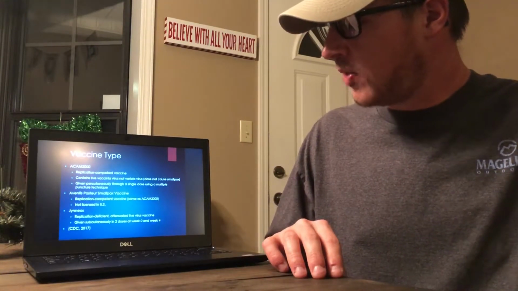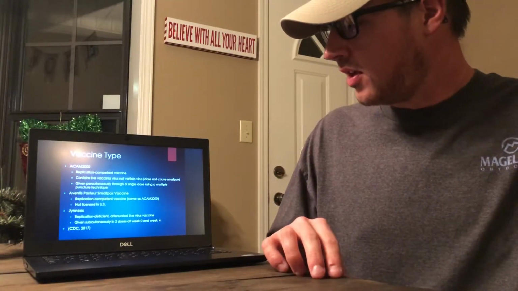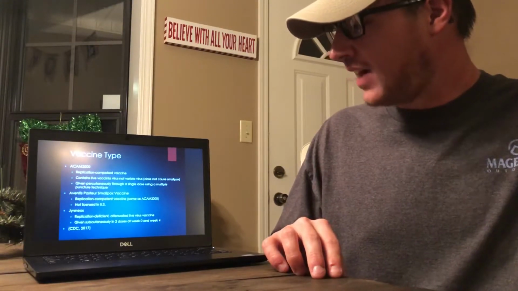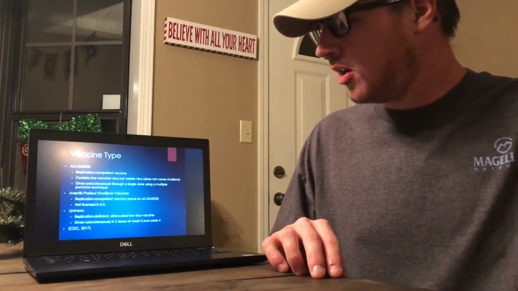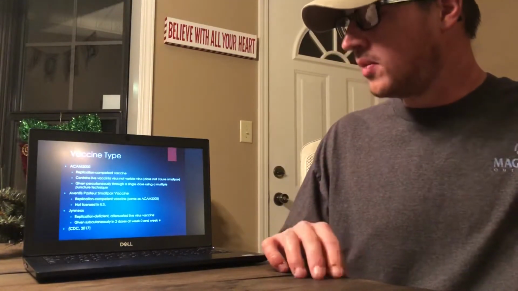Jynneos is a replication-deficient attenuated live virus vaccine. It is given subcutaneously in 2 doses. The initial dose at week 0 and again at week 4.